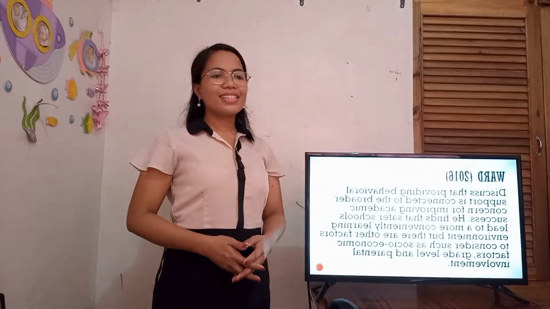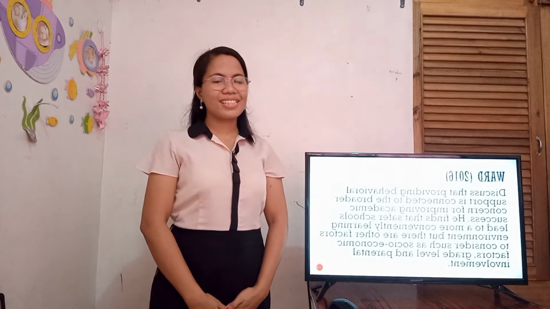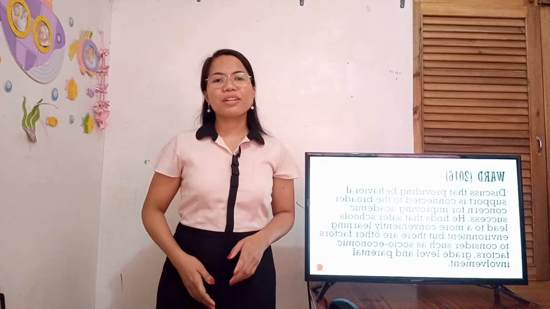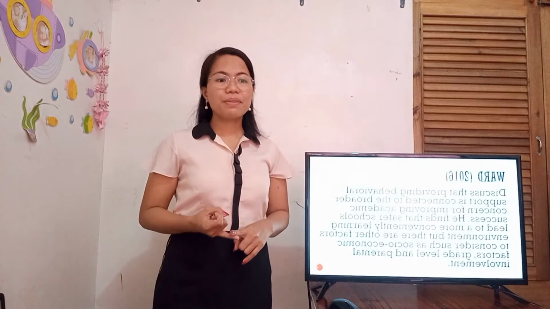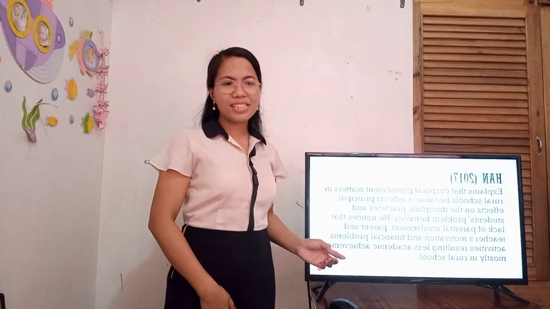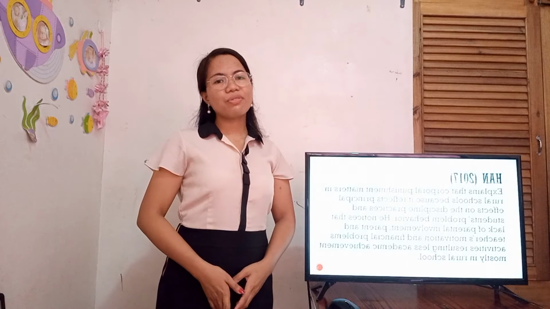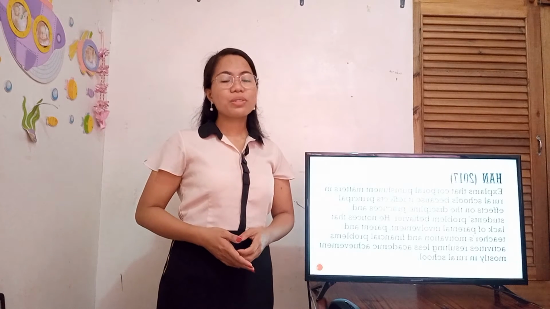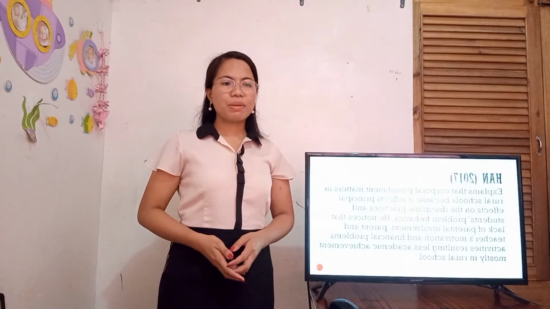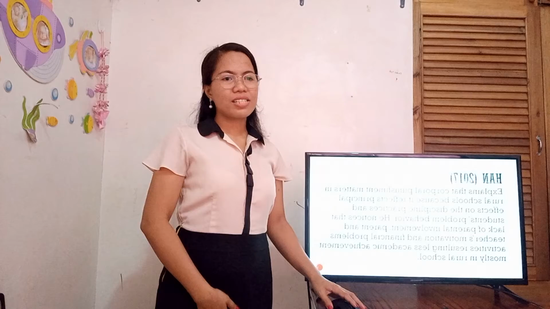Ward 2016 discussed that providing behavioral support is connected to the broader concern for improving academic success. He finds that safer schools lead to a more convenient learning environment, but there are some factors he considered such as grade level, socioeconomic factors, and parental involvement. While Han 2017 explains that corporal punishment matters in rural schools because it reflects the principal's effect on discipline, practices, and students' problem behavior. He noticed that lack of parental involvement, parents' and teachers' motivations, and financial activities result in less academic achievement, mostly in rural areas.